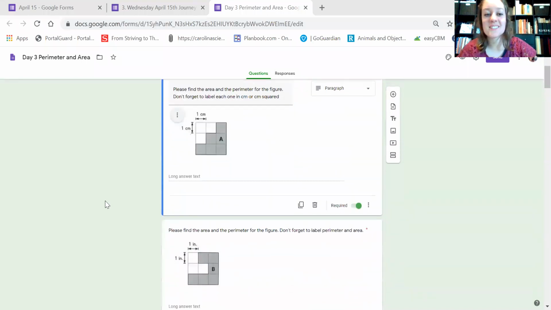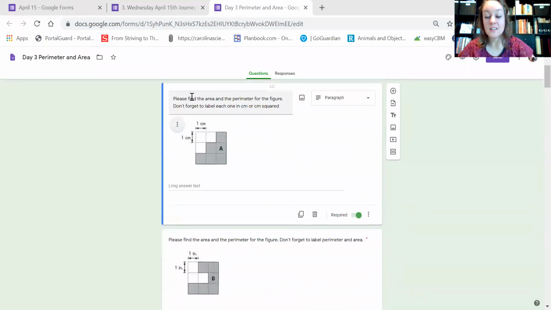Okay, so for instance, this first question is asking you to find the area and the perimeter. So you need to label each one in centimeters or centimeters squared. Now, which one do you label in only centimeters? Yes, it's the perimeter, because for the perimeter we're not measuring squares, we're just measuring the distance around the outside.